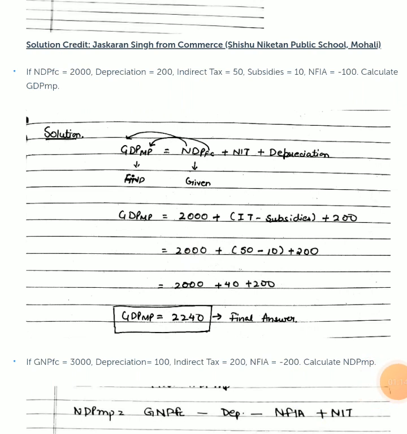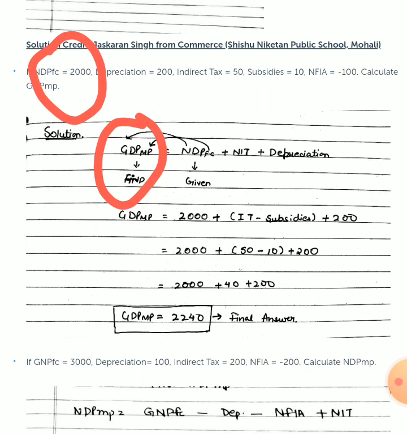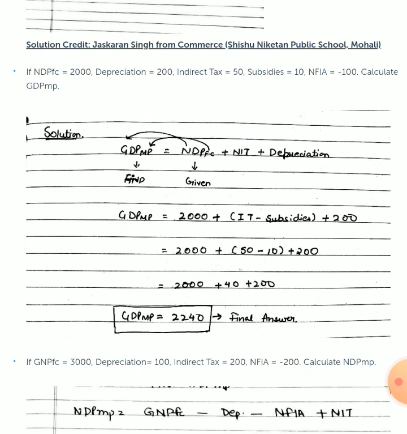See, now the aggregate which we have to find will be on the left hand side of the equal sign, and the aggregate which is given in the question, like NDPFC is given, will be on the right hand side of the equal sign. Clear, as I have already told you in the previous video. Now we'll see one by one.